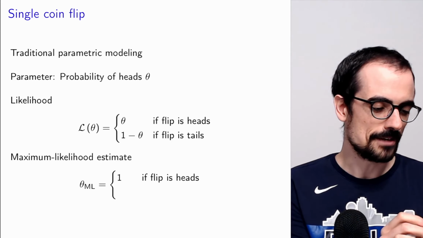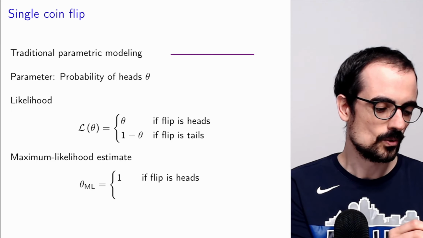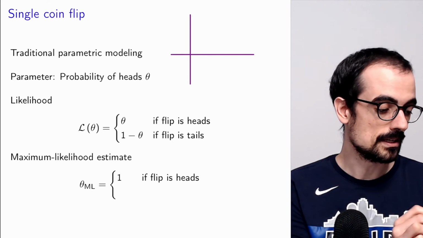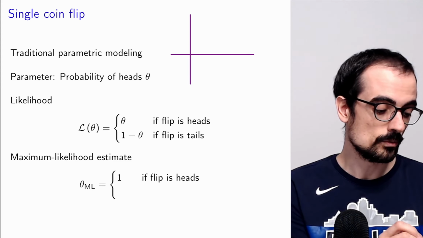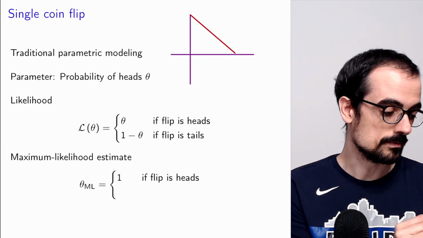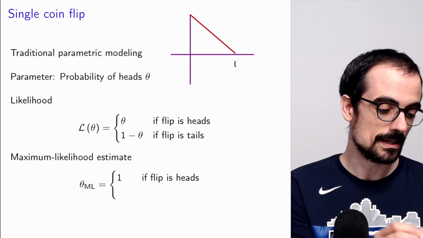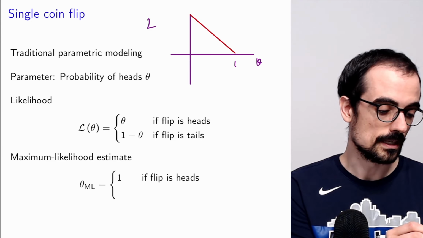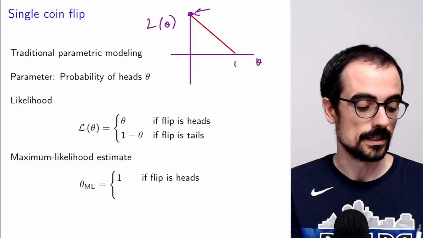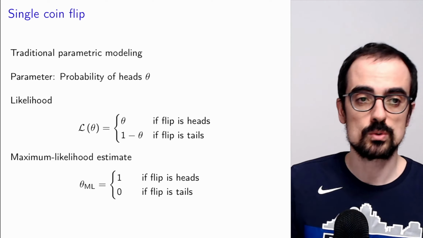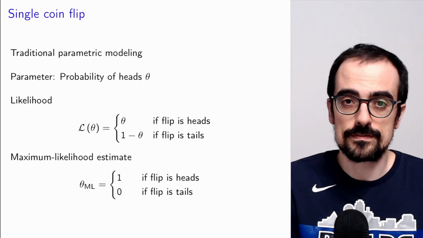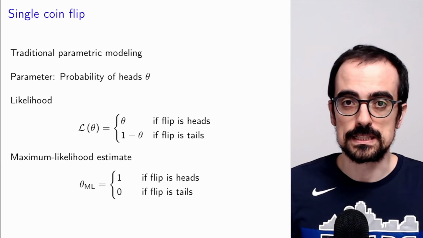While you listen to that siren, I'm going to draw what the likelihood looks like if the flip is tails. If the flip is tails, then we have 1 minus theta that looks essentially like that. Okay, again from 0 to 1. So now if we maximize the likelihood with respect to theta, it's 0 if the flip is tails. All right, so this is what we would do in traditional parametric modeling. We choose the theta that best fits our data, and we leave it at that.